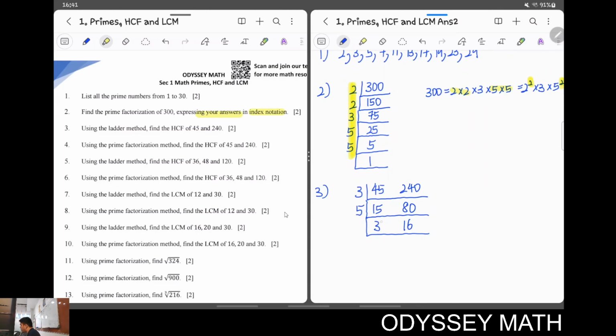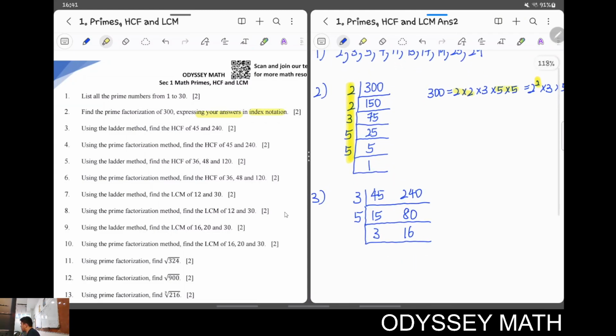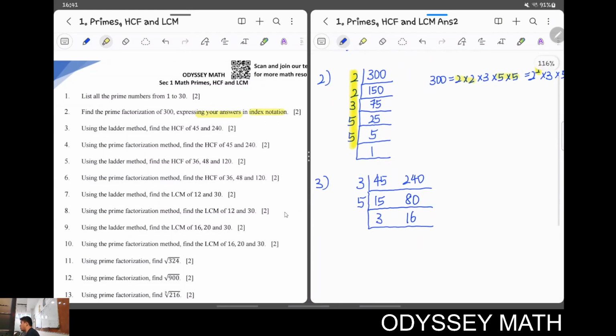3 cannot be divided by 2 nicely. 16 cannot be divided by 3 nicely. 16 cannot be divided by 5 nicely. 16 cannot be divided by 7 nicely. 16 cannot be divided by 11 nicely. Can you see? I'm listing all the prime numbers here. 16 cannot be divided by 13 nicely. So we don't have any other choice anymore. So we stop here. Once you cannot find a factor that can divide these two numbers nicely, you stop.